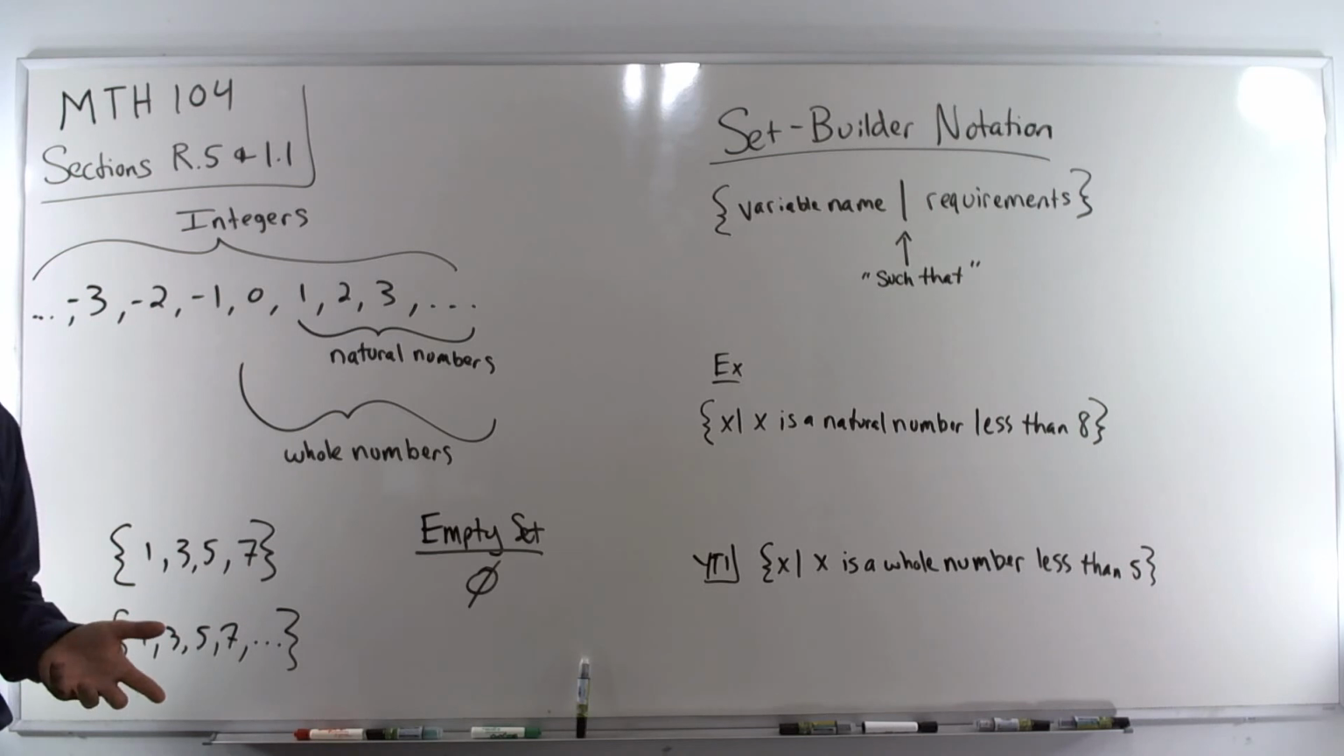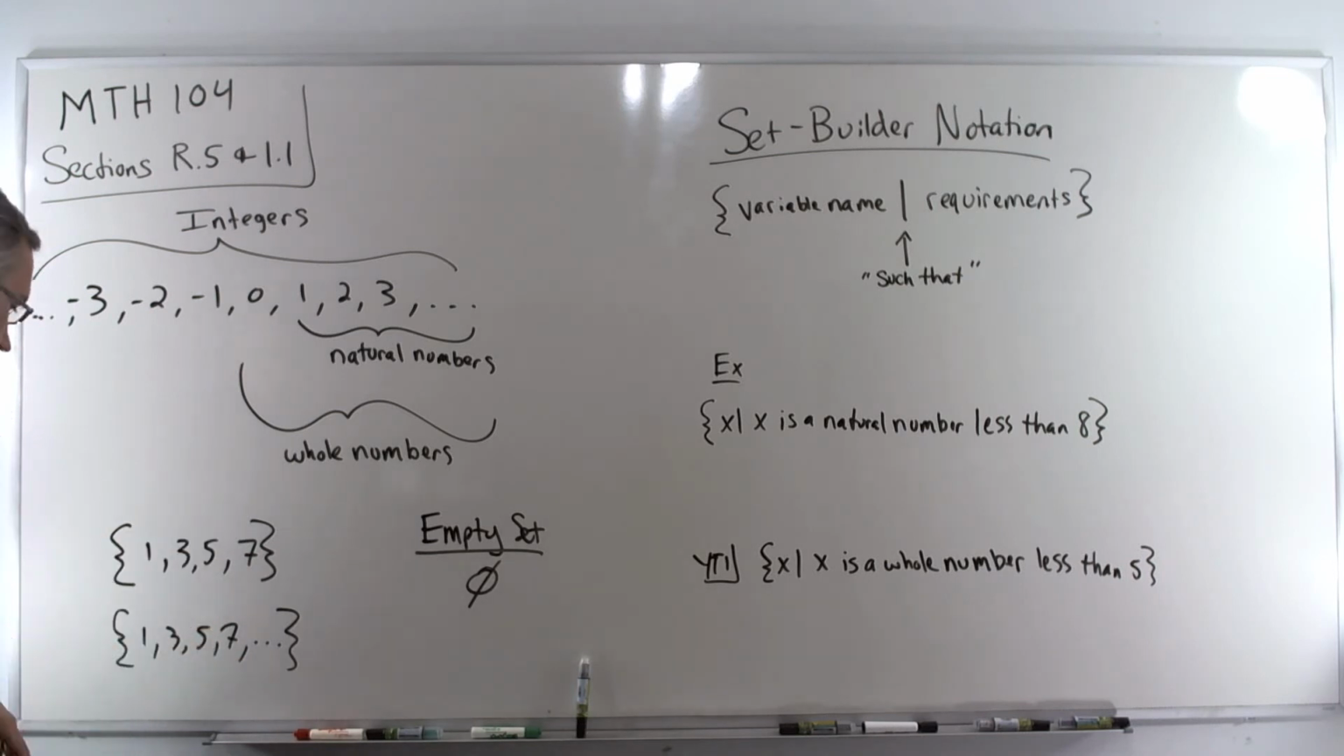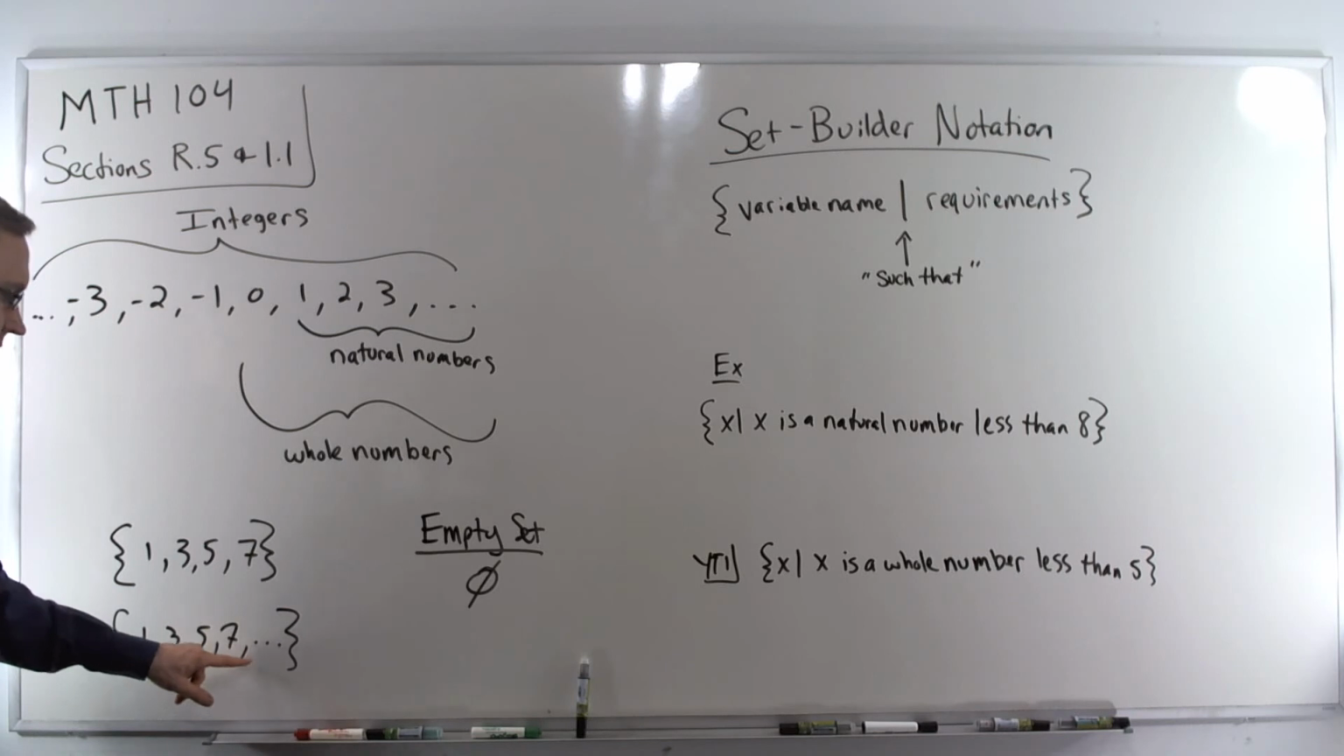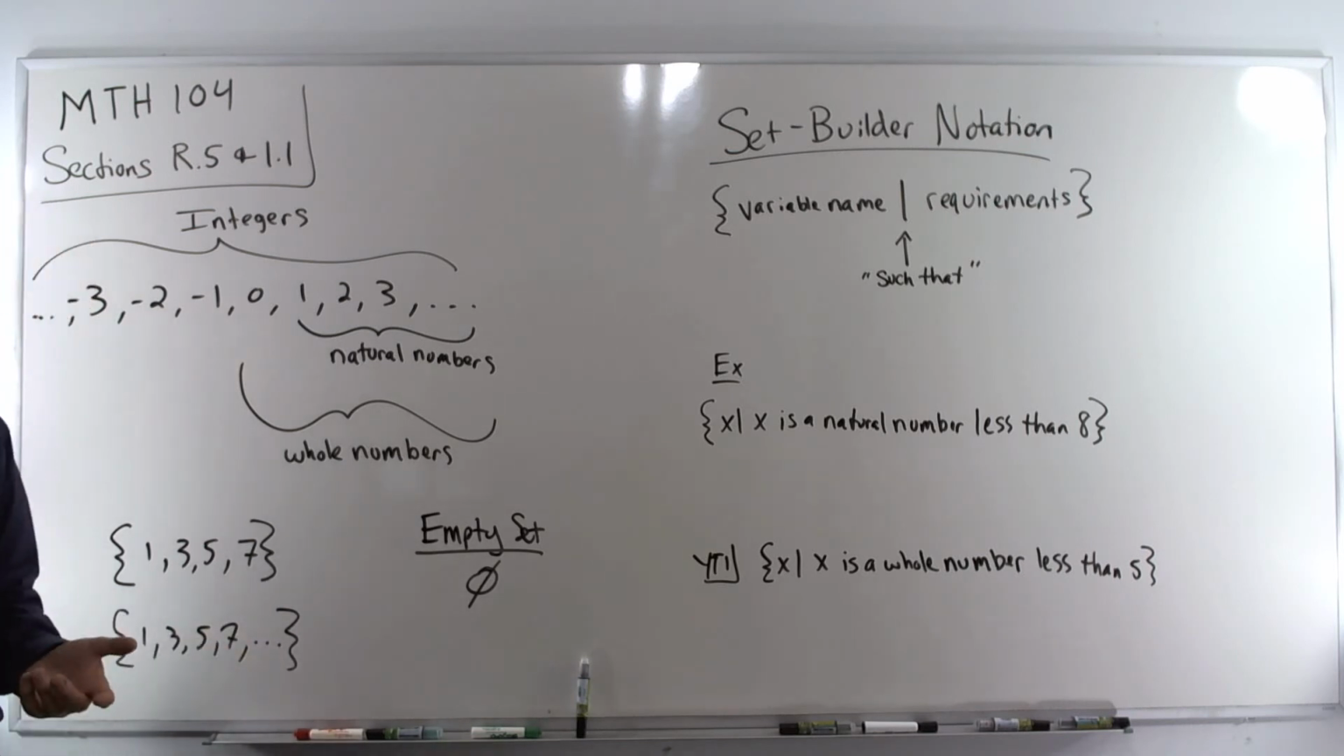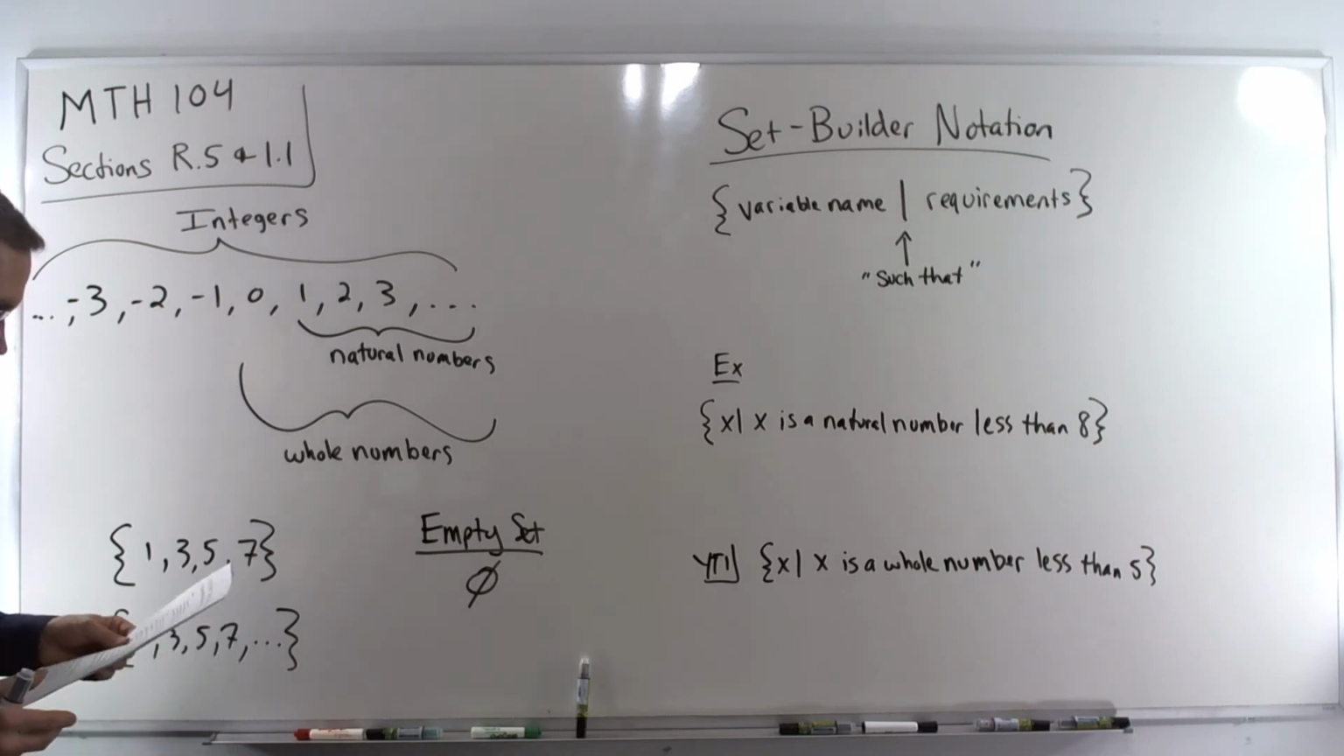But some sets have an infinite number of elements. So in those, we write the pattern. So here we've got odd numbers, 1, 3, 5, 7, positive odd numbers. And then we put a comma, and then 3 dots. Those are called ellipses. That means the pattern continues forever. So this would be all positive odd numbers: 1, 3, 5, 7, 9, 11, 13, and so on. So there's an example of an infinite set.